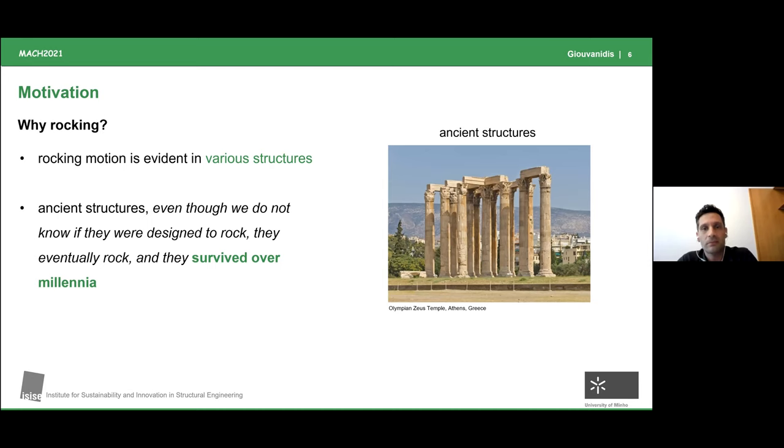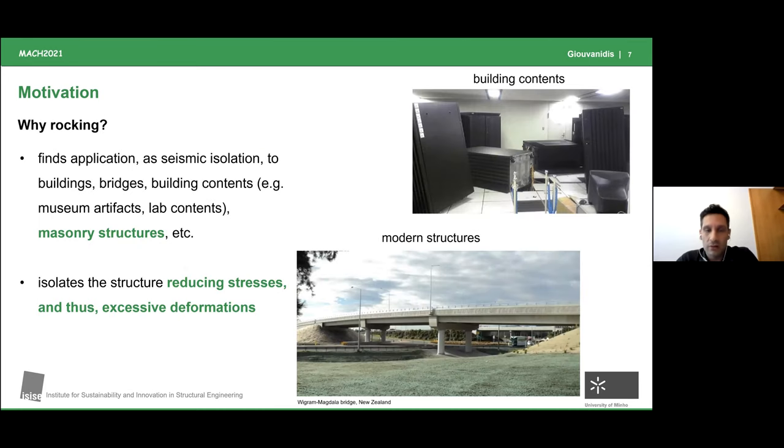Note that rocking motion is evident also in more modern structures, either building contents or modern bridges, which were designed intentionally to rock during ground excitation. The main design paradigm behind rocking isolation is that it isolates the structure, reducing stresses, and therefore reduces excessive deformations.